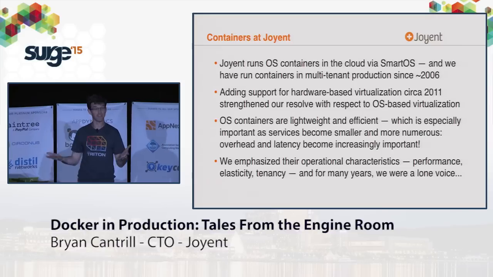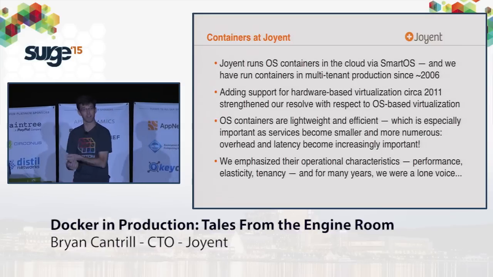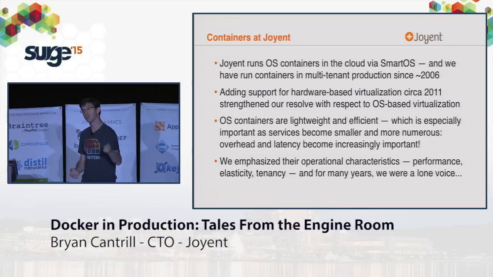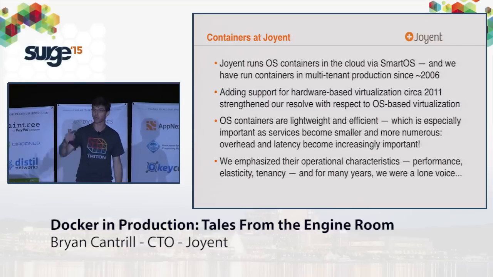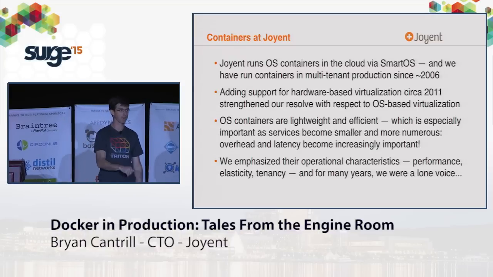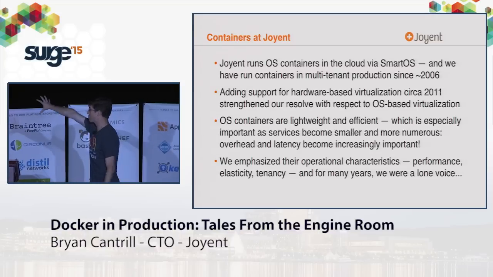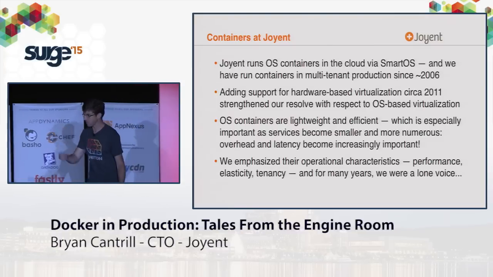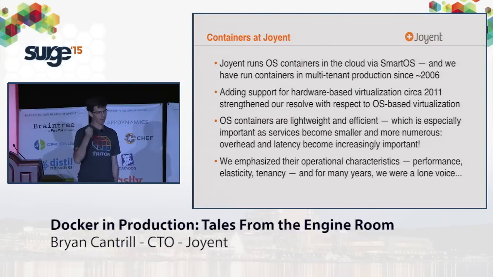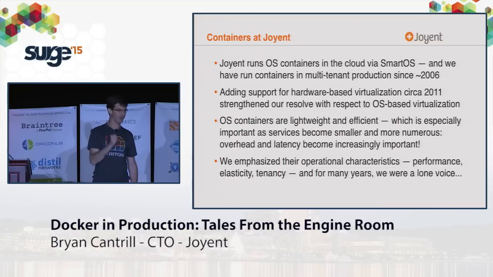So the formation of the company was really around containers. Joyent was originally running FreeBSD jails. When Solaris was open sourced, with OpenSolaris, Joyent lunged, was the first company to run ZFS in production, first company to run zones in production, because Joyent saw the value of OS-based virtualization in terms of efficiency and tenancy and so on. But we were a very lonely voice for a long time.